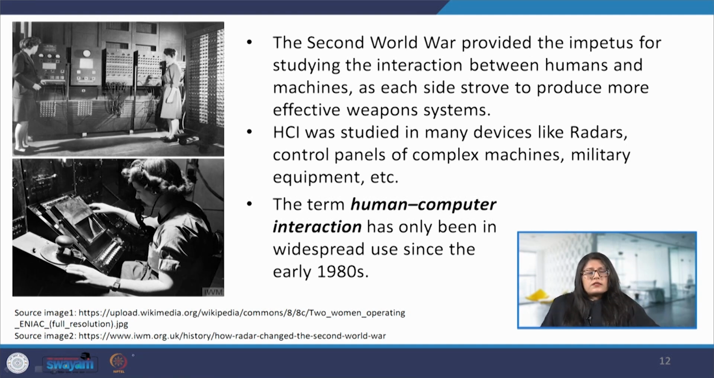So all of these led to later on the refinement of these products and development of control panels and other complex machines and military equipment. And the human computer interaction, this particular term became popular only in the 1980s, but we can see how this research or this area was being explored from quite early on.